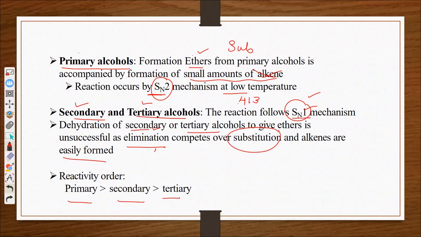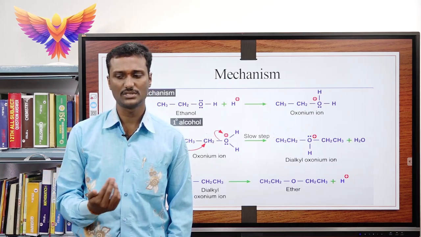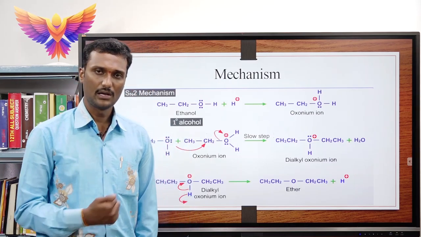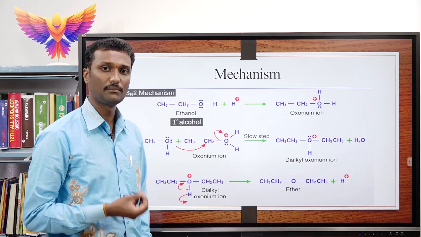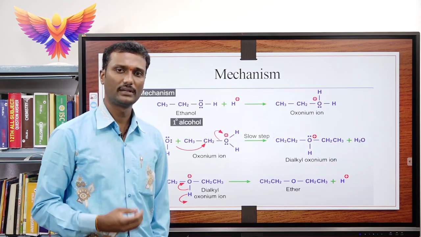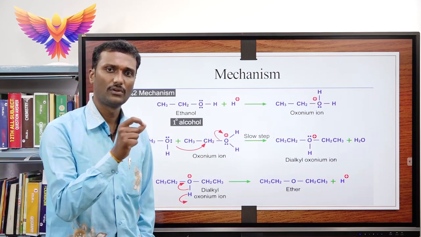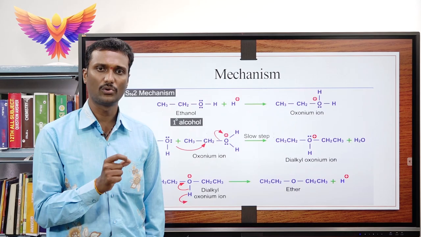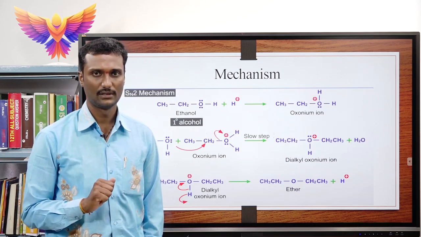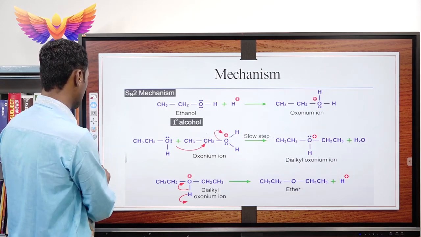From this chapter, overall alcohol, phenol and ether, this is the one where the maximum questions on ether will be asked. Now let us see the mechanism of how an ether is formed by the dehydration of alcohol in the presence of concentrated H2SO4 at 413 Kelvin. Here we are taking 2 moles. Okay, we'll see the mechanism.